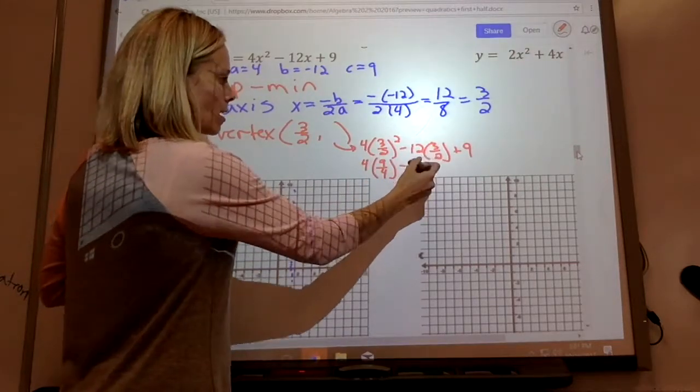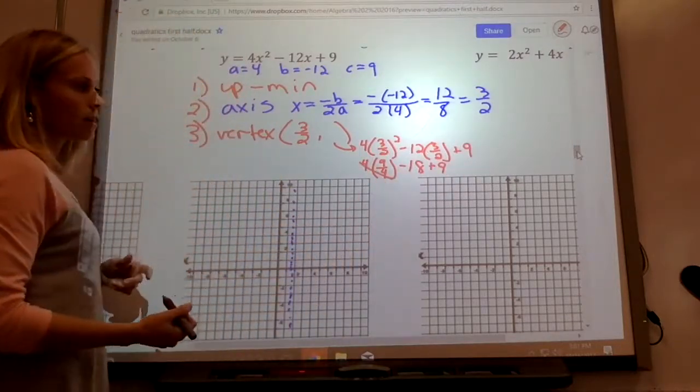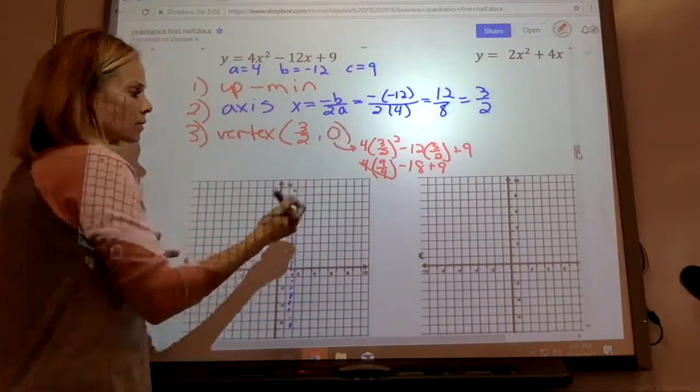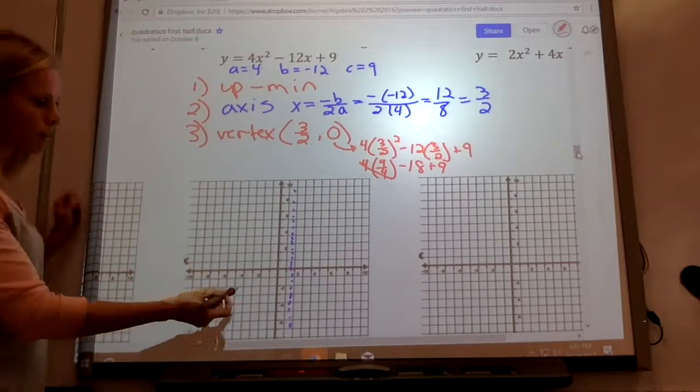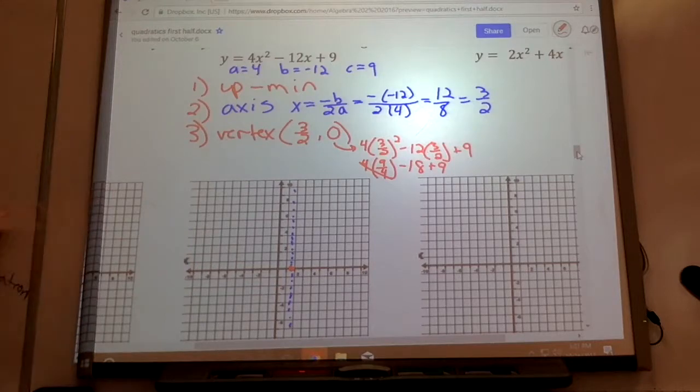This would be 18. So 9 minus 18 is negative 9. Negative 9 plus 9 is 0. So 3/2, 0, I can graph that. That means I'm on the x-axis again.